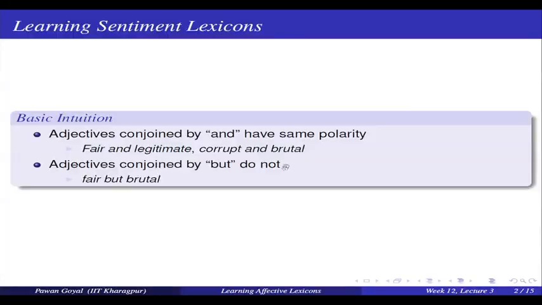Same here, corrupt and brutal. These two words have the same polarity. Now can you have a similar indication for saying whether two words will have different polarity? Think about cases where you say but and so on. Like here, it's fair but brutal. So you will know that the polarity of the words fair and brutal will be opposite to each other. Now can this sort of simple intuition help us in learning sentiment lexicons? What will you have to do if you have to use methods like that?